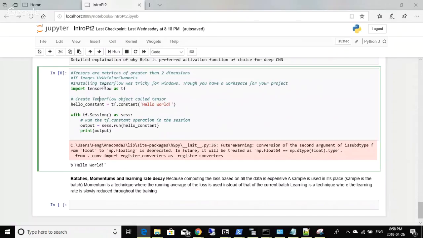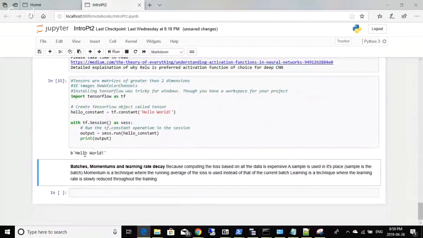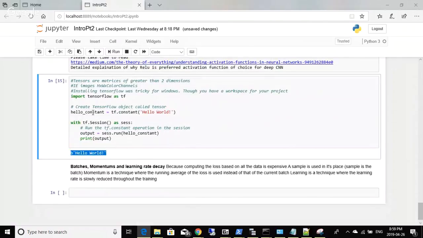This is a simple example of TensorFlow Hello World. You can actually see that, wow, that's fast, because I had it running. But if you just run it for the first time and you're not on GPU, it will take some time.